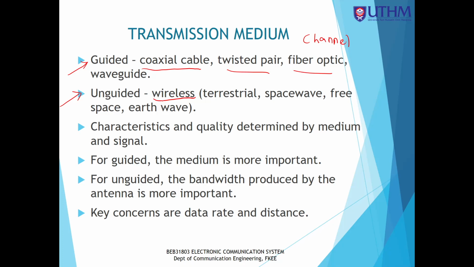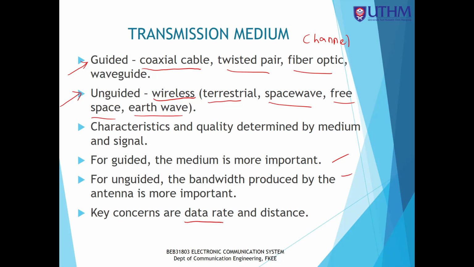So for wireless medium, we have terrestrial. Terrestrial is within the Earth surface: space wave, free space, Earth wave. Nanti kita akan lihat. The characteristic of the quality is determined by the medium and the signal. For the guided, the medium is more important. For the unguided, the bandwidth produced by the antenna is more important. You will learn later about this in chapter 5, about this kind of fundamental concept. The key concerns are the data rate and the distance.